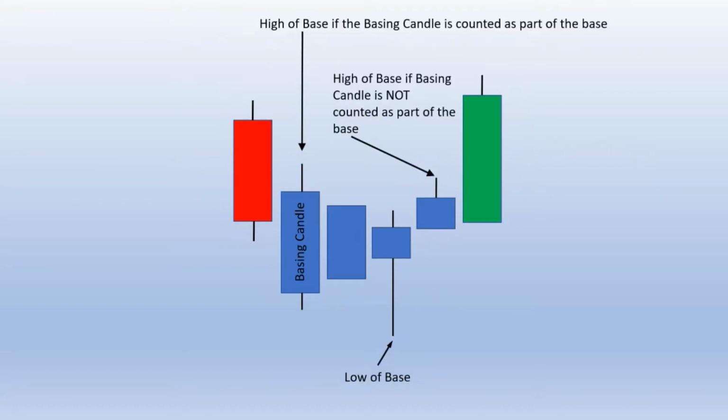One of the key settings that affects how a base is drawn for the basing candle method is whether or not you include the basing candle as part of the base. So if you do include the basing candle, this would be the high of the base. But in this case here, if you do not include the basing candle, you can see that this wick is the highest part of the base that would be included for setting up the basing creation method. And then this would be the low of the base in this scenario.